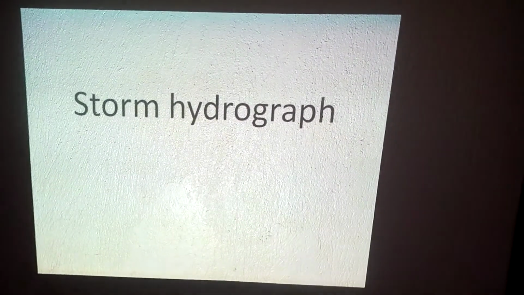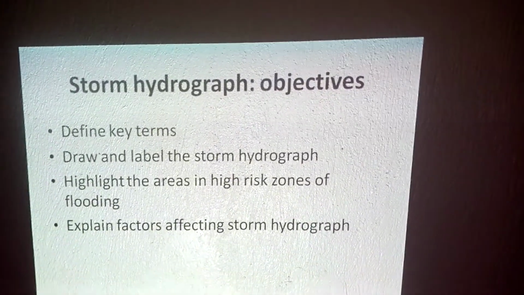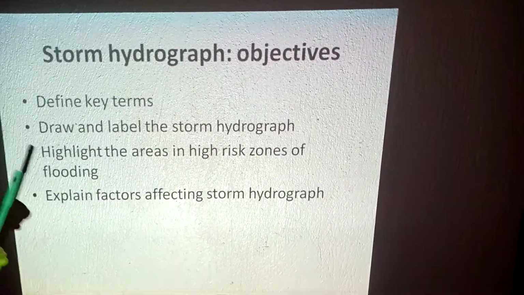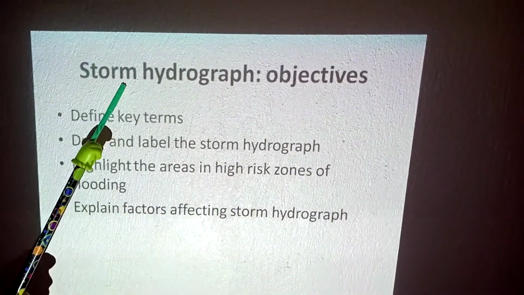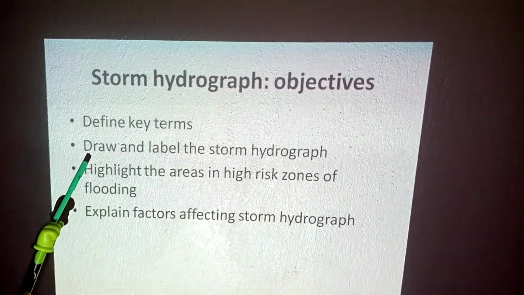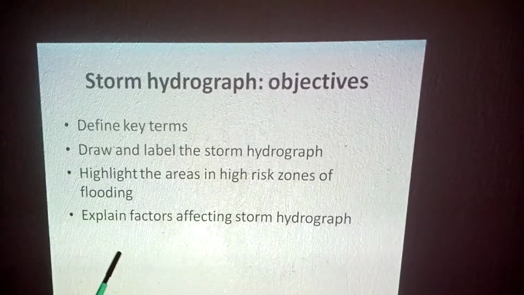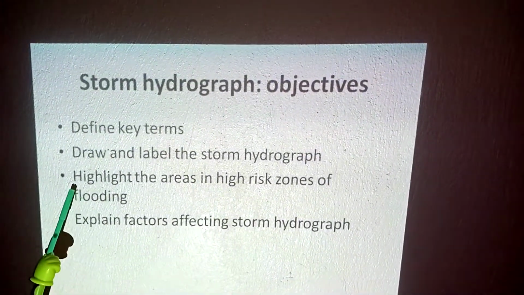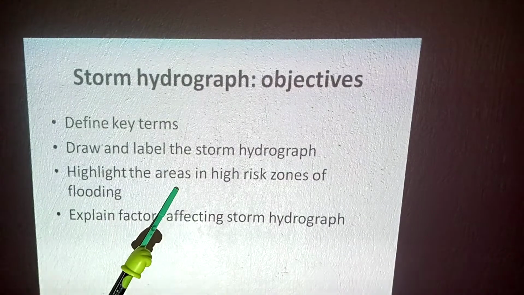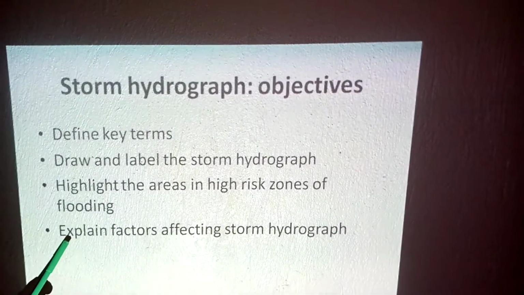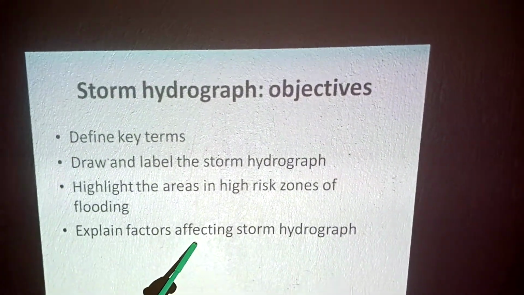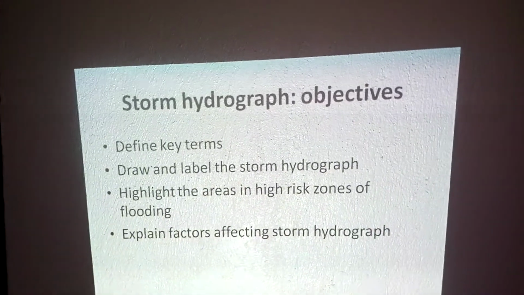Today we are going to see storm hydrograph. At the end of this video, you should be able to define the terms related to storm hydrograph, you should be able to draw and label the storm hydrograph, you should be able to highlight areas which are at high risk of flooding, and you should as well be able to explain factors affecting storm hydrograph.